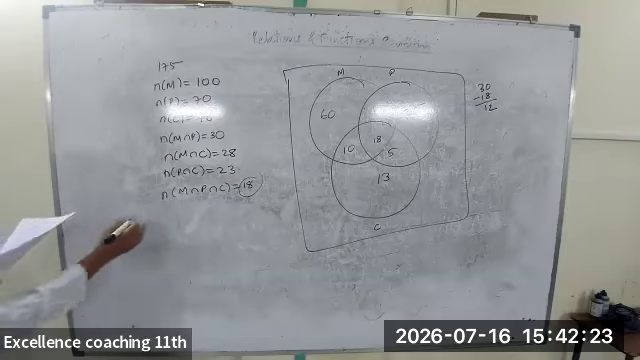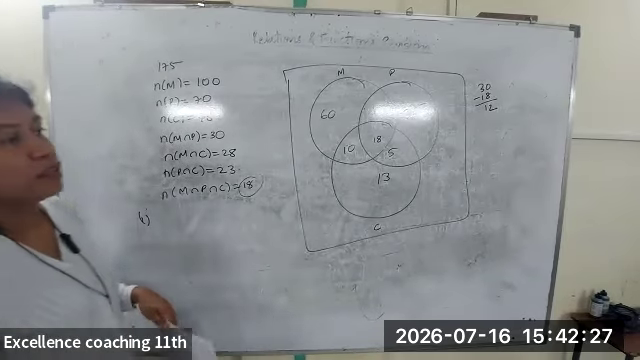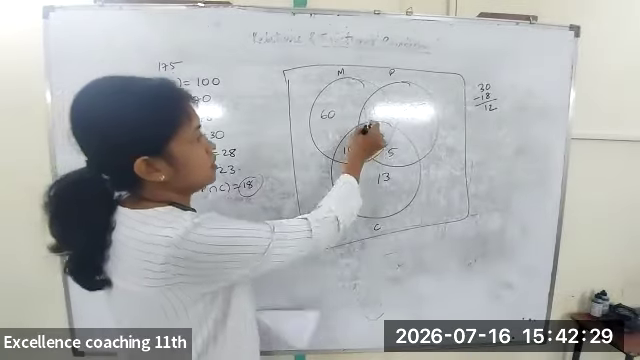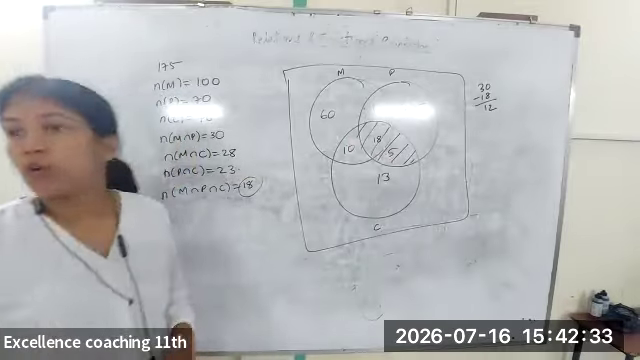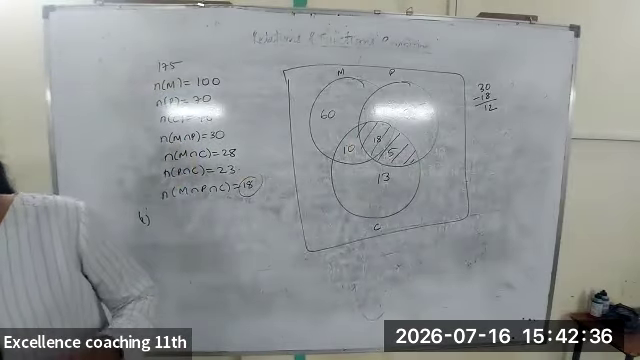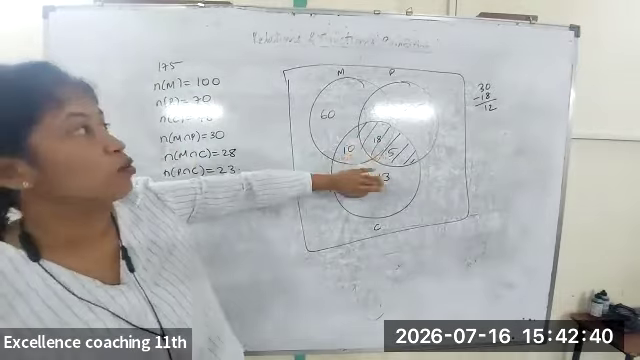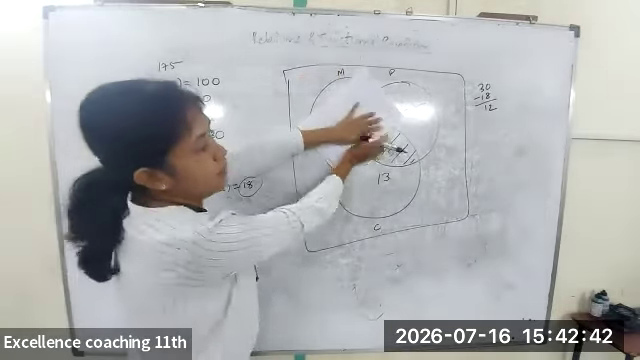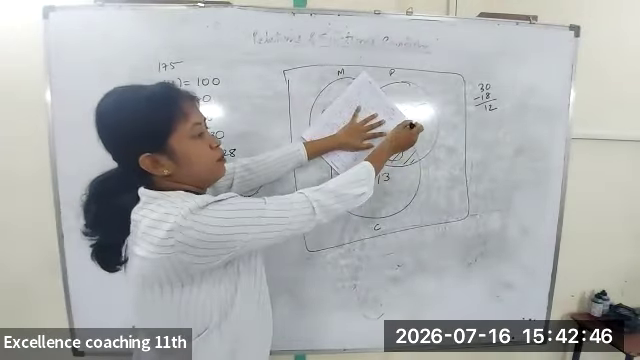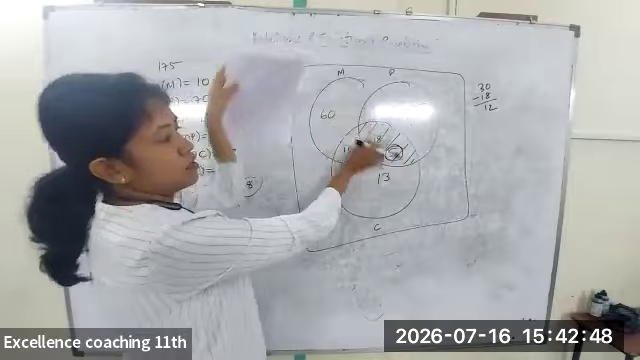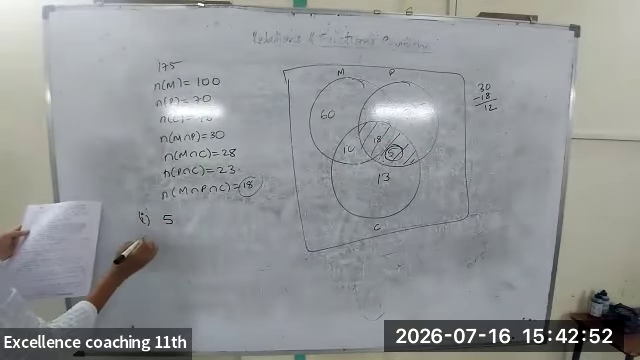Now, first question, physics and chemistry. Where is physics and chemistry here? This area. But I don't want maths. Physics and chemistry would be total 18 plus 5, but I don't want maths. So remove the maths, hide the maths circle and see how much is remaining between physics and chemistry. The maths circle is gone, so it will be 5. First answer is 5.